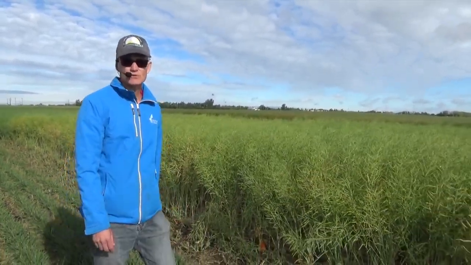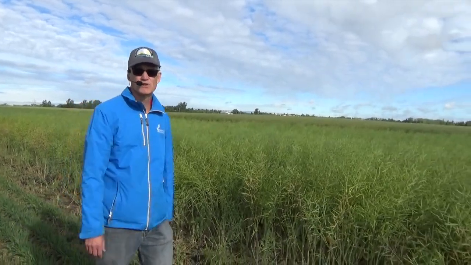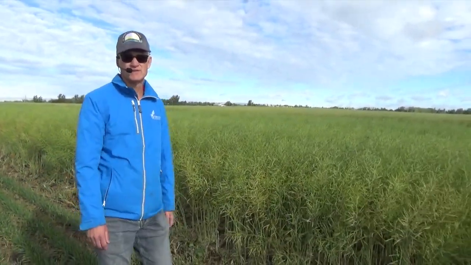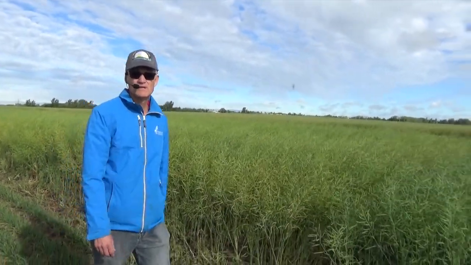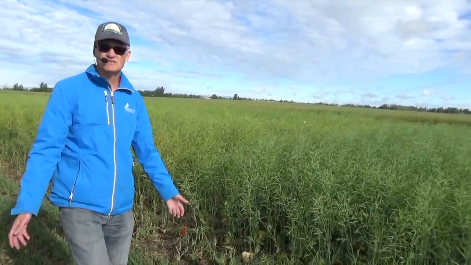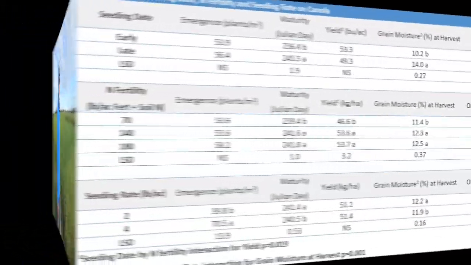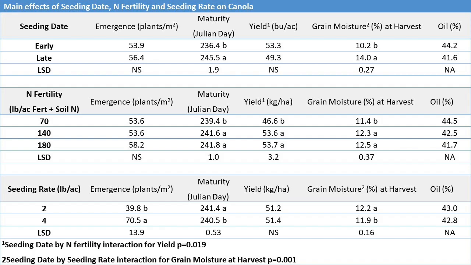As it turned out, there were many fields of canola this year that were seeded late due to the late start in spring we had this year. So let's see if adjusting seeding rates and nitrogen rates for those fields would have been advisable. Here are the main effects of seeding date, nitrogen fertility, and seeding rate on canola. We looked at emergence, maturity, yield, grain moisture at harvest, and oil content of the grain.